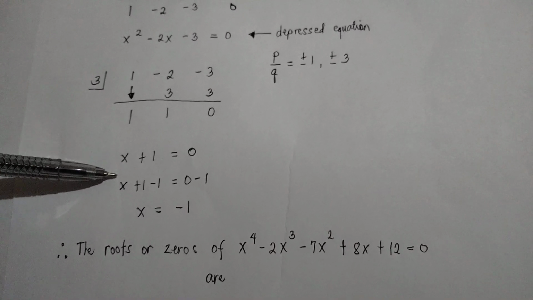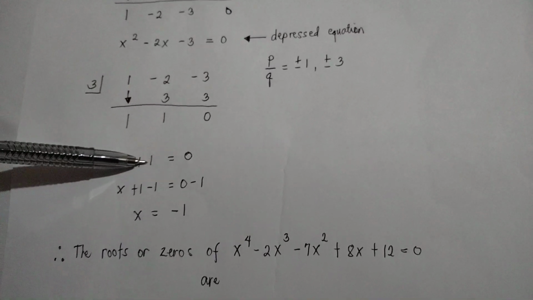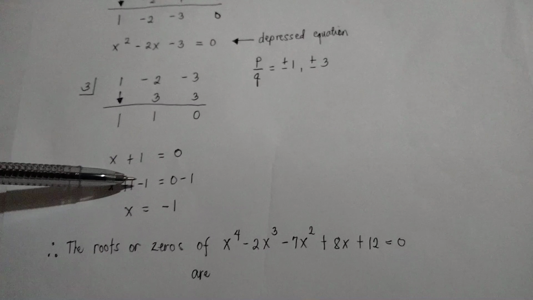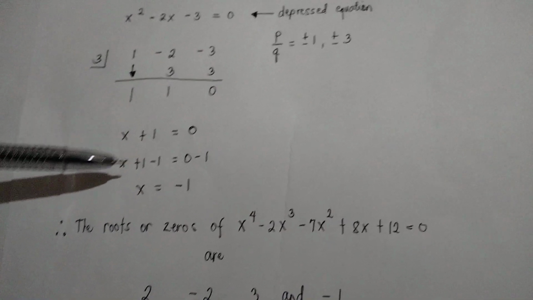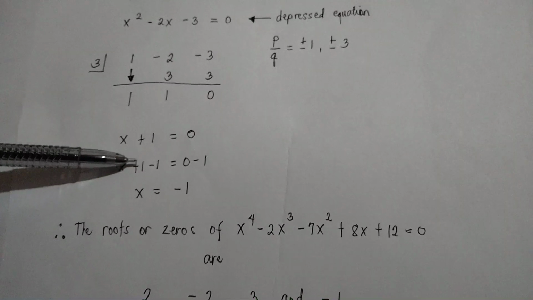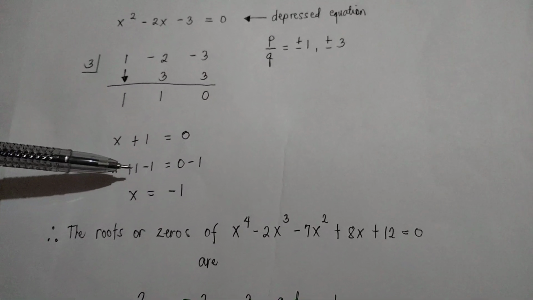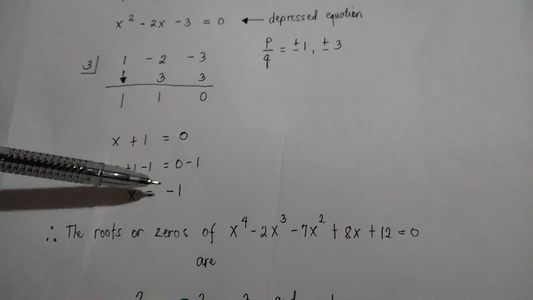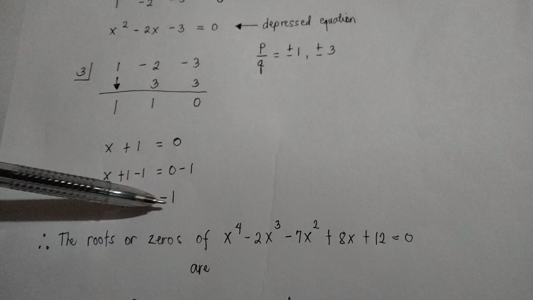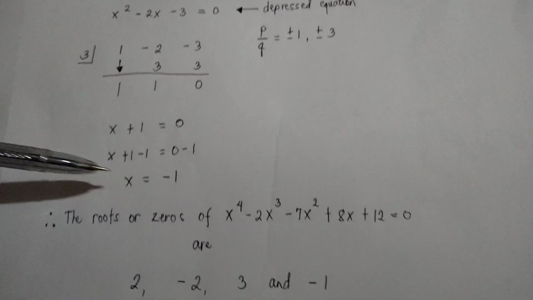So we're going to take the additive inverse of 1, which is negative 1. That means we're going to subtract both sides by 1. So x plus 1 minus 1 equals 0 minus 1. So x plus 1 minus 1 is x. 0 minus 1 is negative 1. So negative 1 is one of the rational roots.